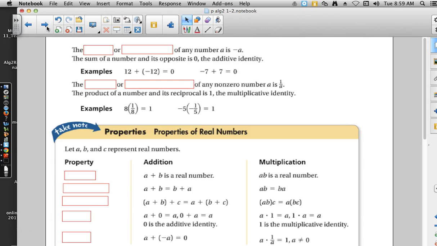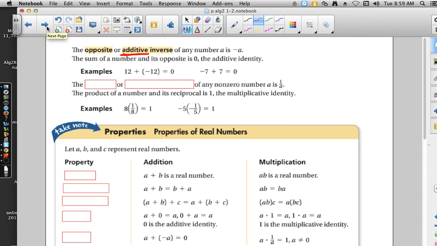Now, getting off of the number line topic and going back to remembering the reasons why we can do the things that we do with numbers. So up here we have the opposite, or it's called the additive inverse. Now to me that name makes perfect sense because additive means, well, we're going to add it to something. Inverse means to undo it. So if I have a 3 and I have to add something to it that's going to undo it, I'm going to have to use a negative 3. So the opposite or additive inverse of any number A is negative A. The sum of a number and its opposite will always be 0.